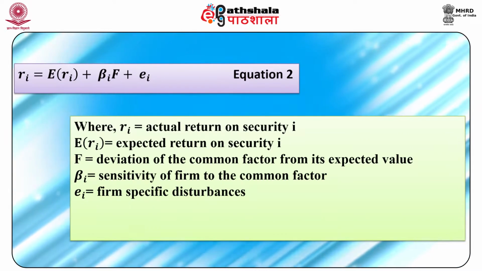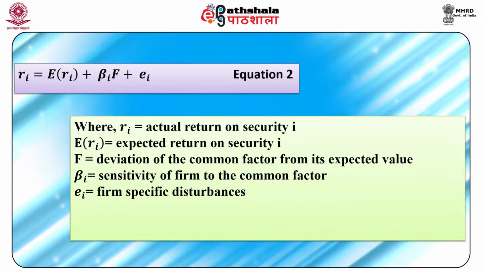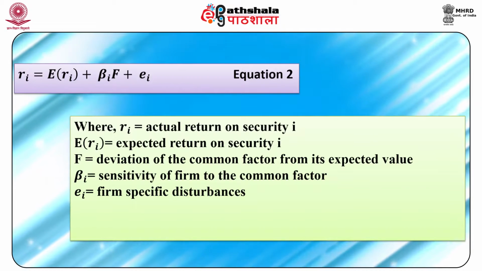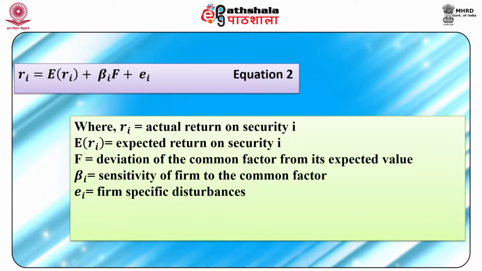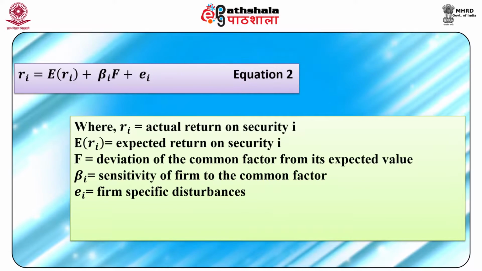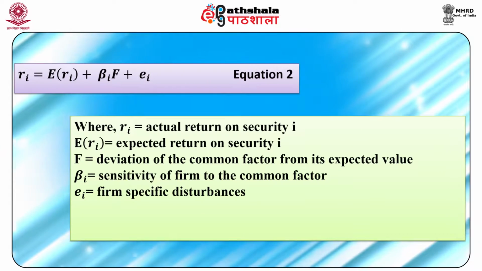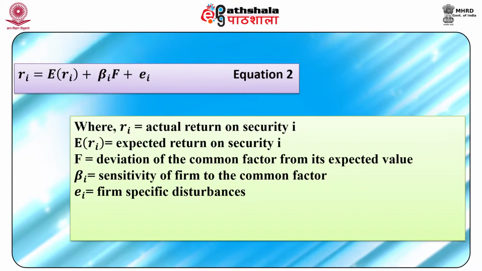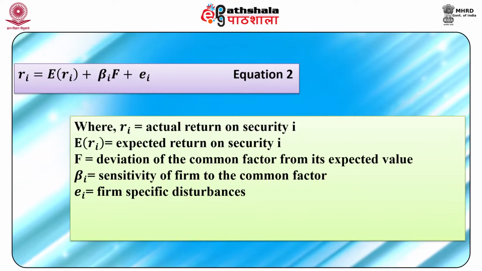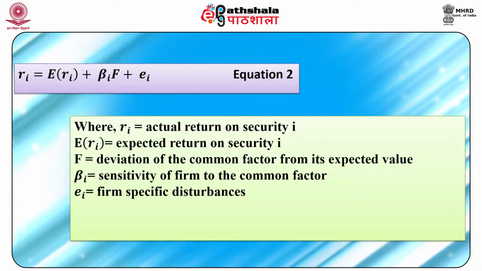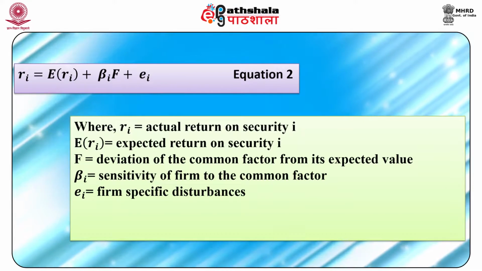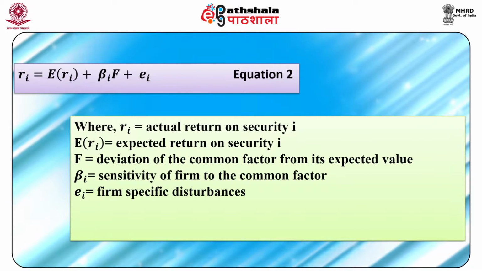Ri = E(Ri) + βiF + ei, where Ri is equal to actual return on security i, E(Ri) is equal to expected return on security i, F is equal to deviation of the common factor from its expected value, βi is equal to sensitivity of the firm to the common factor, and ei is equal to firm specific disturbances.